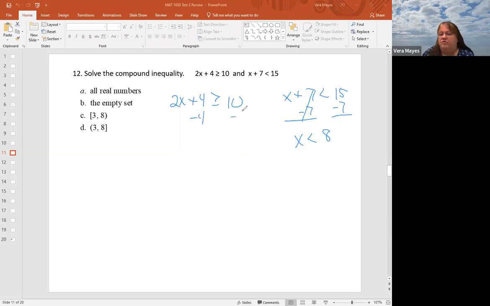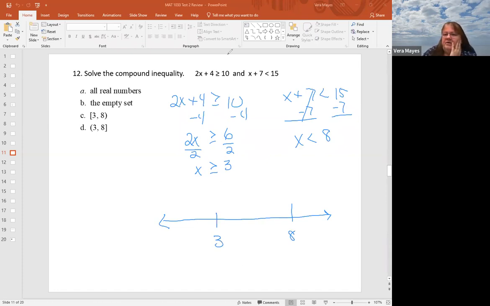Let's work on this one. Let's bring the 4 over. So 2x is greater than or equal to 6. Getting the x by itself, x is greater than or equal to 3. So this is where the number line is definitely your friend. Okay, 3 is smaller than 8, so I'm going to put 3 and I'm going to put 8.